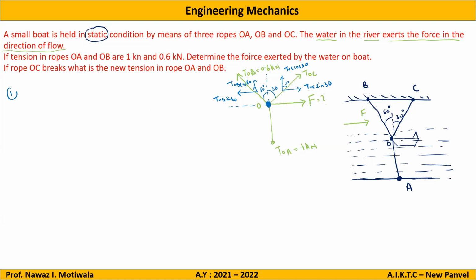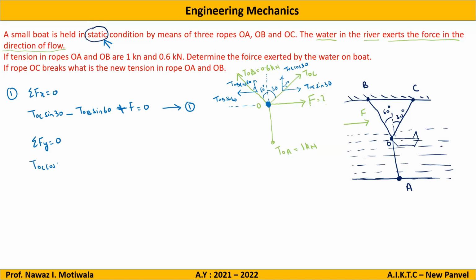So now I will apply for condition 1, summation of Fx equal to 0. Why 0? Because it is in static condition or equilibrium. What will I get? Come on, quickly. TOC sin 30 minus TOB sin 60. Okay, anything else in x? Yes, sir, the force F. Yes, plus F, equal to 0. Let this be equation number 1. Then we will write summation of Fy equal to 0. Add all the forces in the y direction. So which ones are in y?